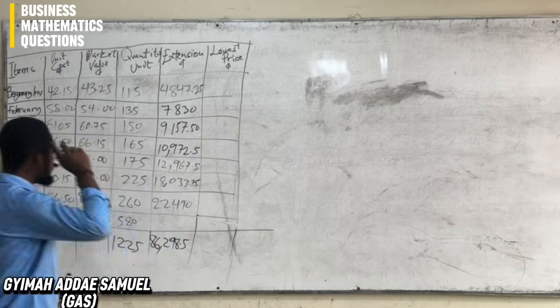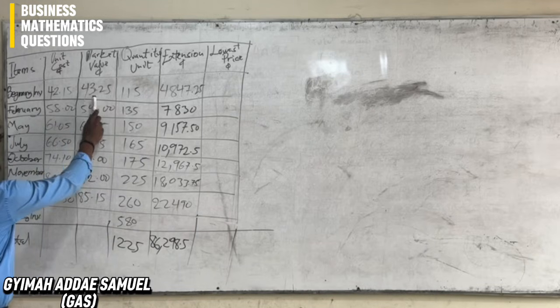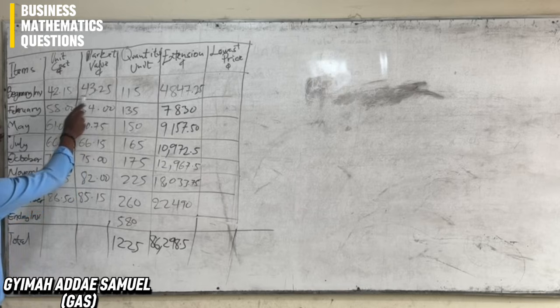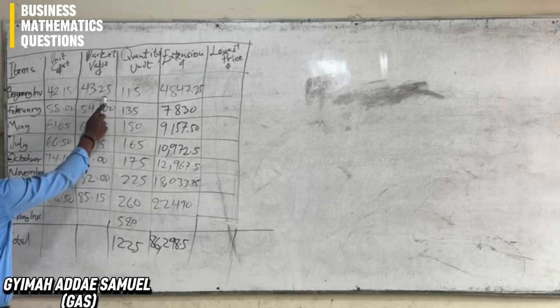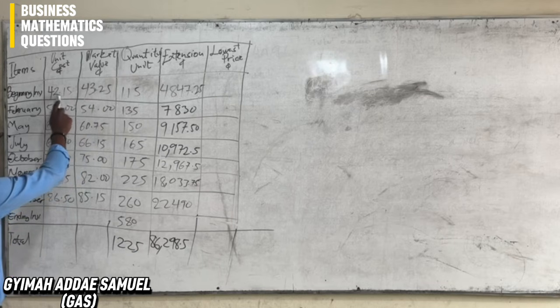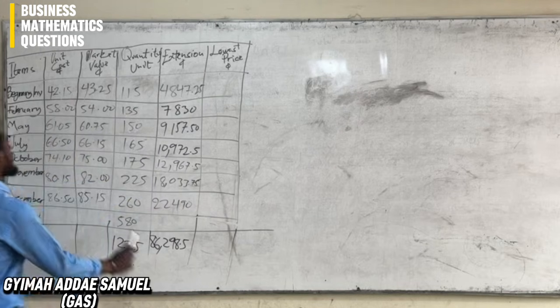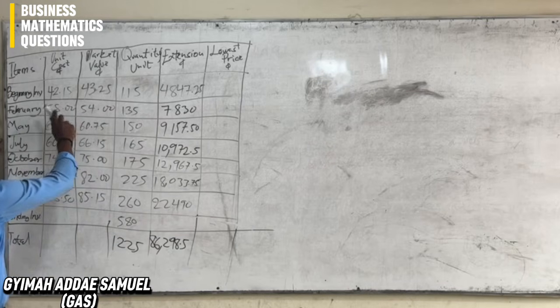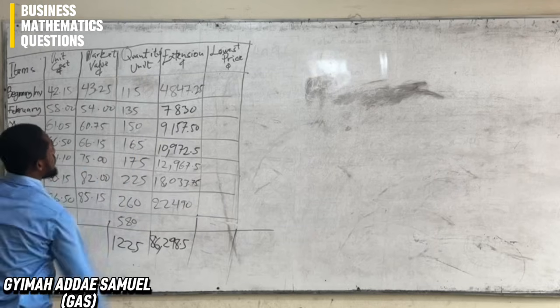How then do we find the lowest price? Before you find the lowest price, you have to compare your unit cost and your market value. You check which one is the smallest. So we have 43.25 here and we have 42.15 here. 43.25 is higher than 42.15. So you take the 42.15 and multiply it by your quantity unit to get your lowest price. I repeat, the smallest value, you take it and multiply it by your quantity unit to get your lowest price.